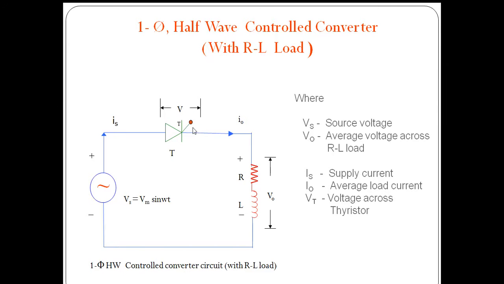As we are providing a gate pulse, it is called a half wave controlled converter. The gate terminal is there, and we are providing the firing to the thyristor. That's why it is called a controlled converter. For RL load, we are going to see how the circuit operates.